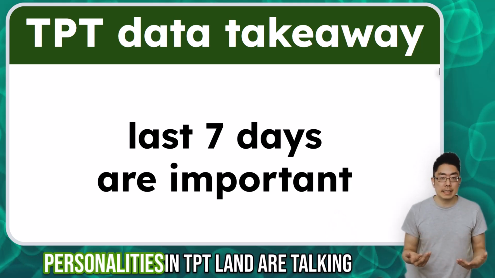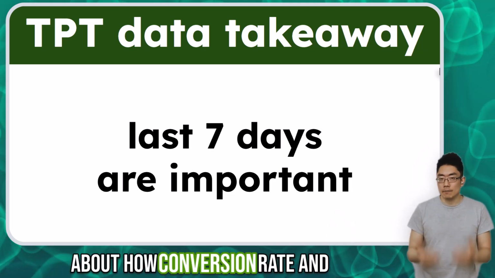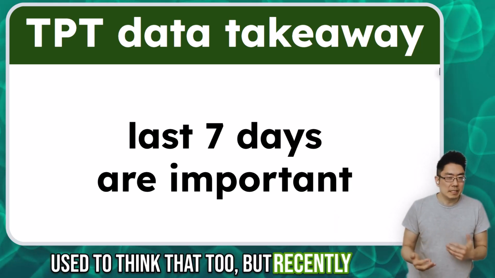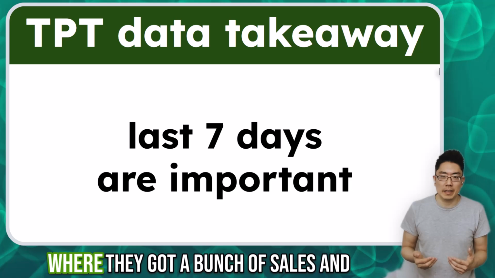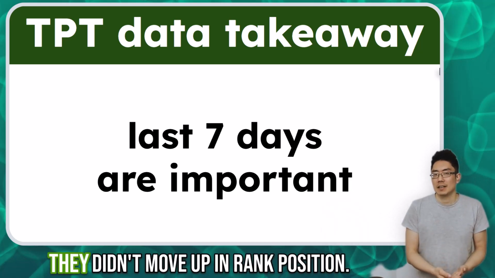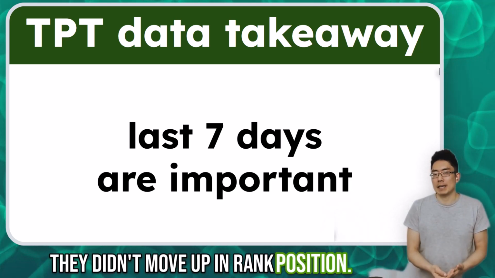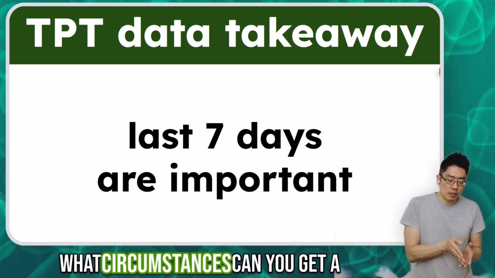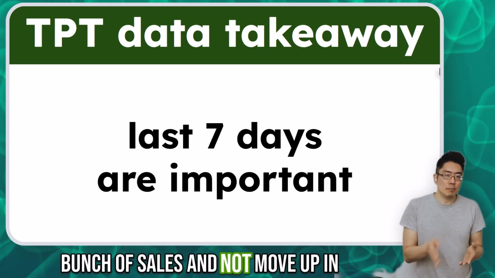And I know other personalities in TPT land are talking about how conversion rate and sales will get you to the top. And I used to think that too, but recently a TPT seller showed me some data where they got a bunch of sales and they didn't move up in rank position. And I have to dig a little bit deeper into this to try to figure out under what circumstances can you get a bunch of sales and not move up in rank.